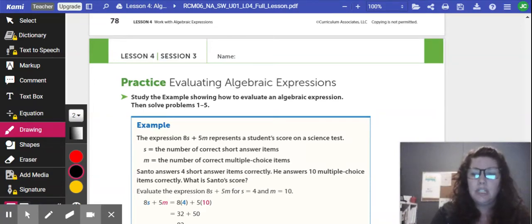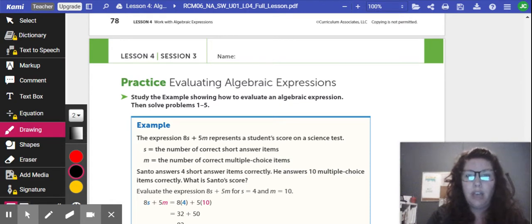Hey guys, so today we are going to continue evaluating or solving algebraic expressions when they give us what our variable is. So right now I'm on page 79.